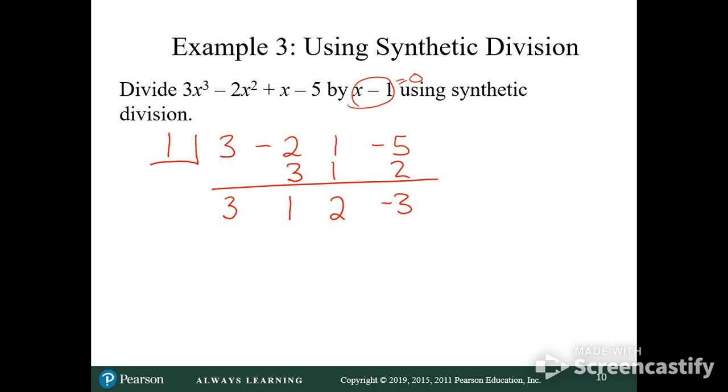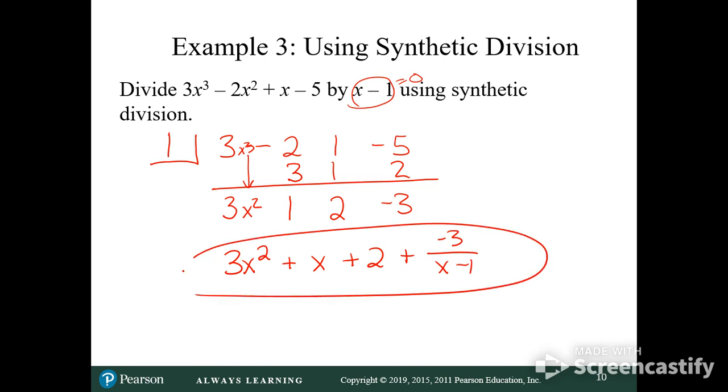So what does that tell us? 3, 1, 2, -3. That makes no sense. Well, it does if you know that this is x cubed, and when you drop 1, it becomes x squared. So this is the equation, not the equation, the expression 3x squared plus x plus 2 with the remainder of -3 over x minus 1. That's what we'd get if we do long division.